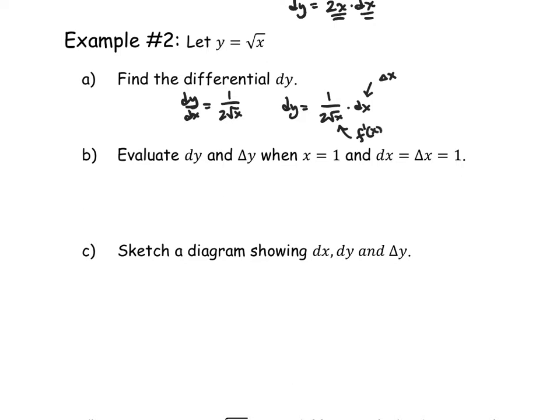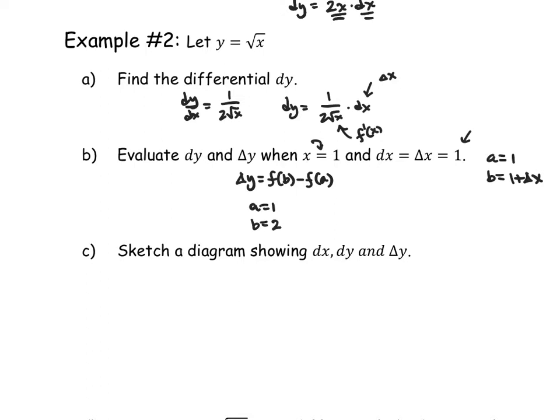All right, let's evaluate dy, and then delta y. Recall that delta y is equal to f of b minus f of a. Now, in this case, a is going to equal 1, because that's where we're evaluating, and b is going to equal 2. The reason I know that is because delta x equals 1. So if a equals 1, then b equals 1 plus delta x. That's the change, or the length of that interval.